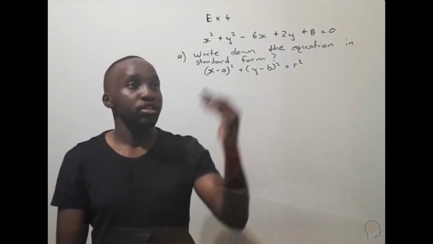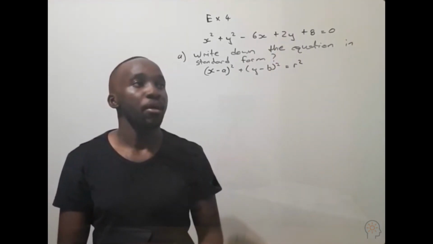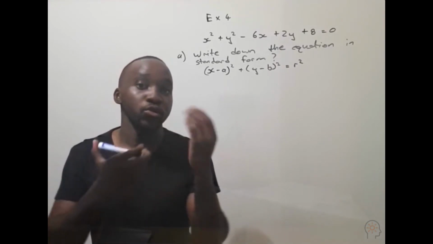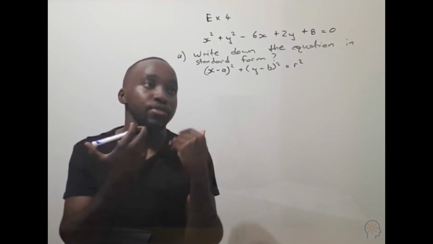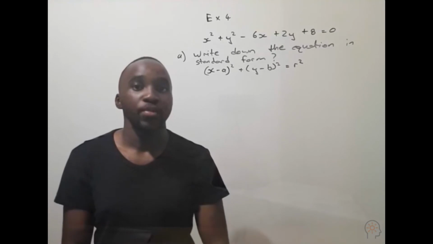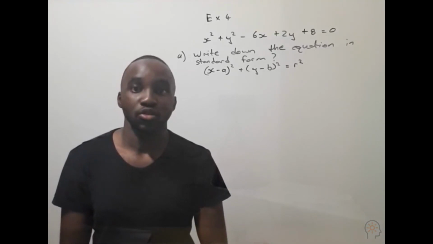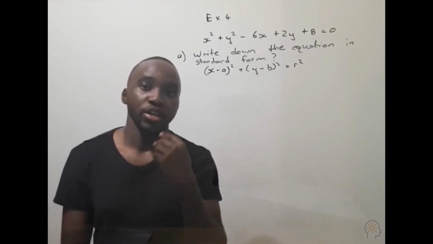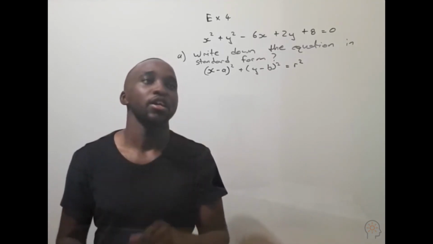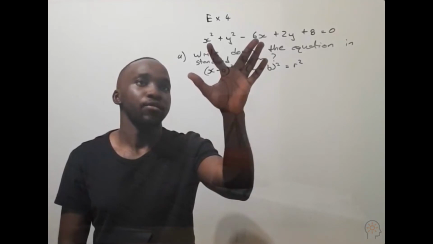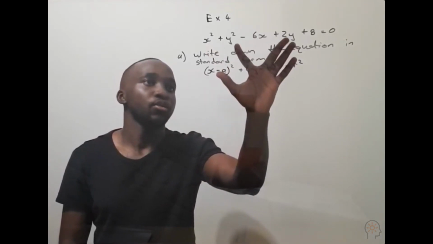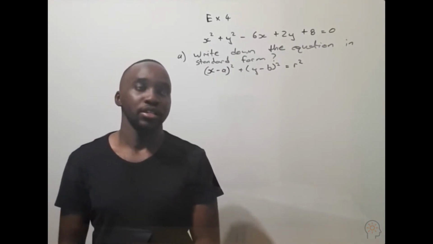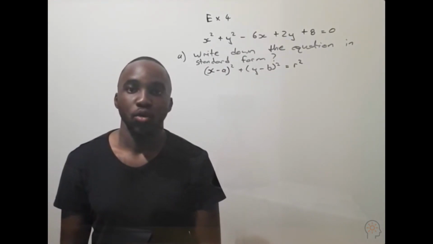So if we're going to put this equation in standard form, the first thing we want to remember is, if you're going to be able to do this, you need to be able to complete the square. In this case, you're actually going to complete the square twice, but simultaneously, as in you will complete the square for the x, and then you will complete the square for the y, right? So these are the steps that we need to follow.